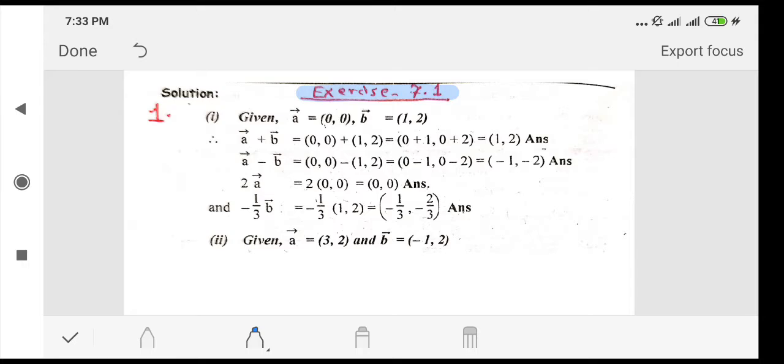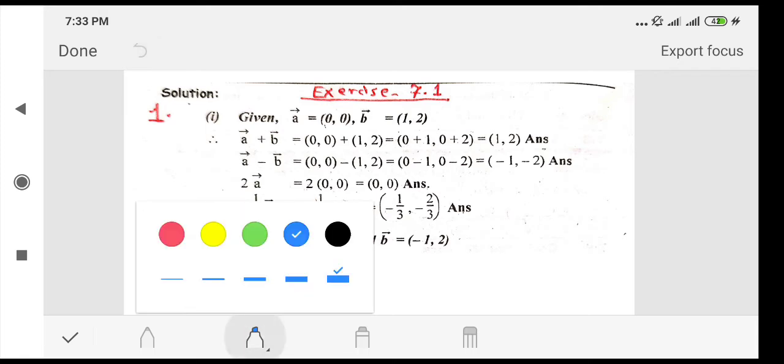Our first question, number 1, here it is. Vector a is equal to 0 comma 0, vector b is equal to 1 comma 2. From these two given vectors we have to find vector a plus vector b, vector a minus vector b, 2 vector a, and minus 1 by 3 vector b. It is quite an easy question, so let's start.